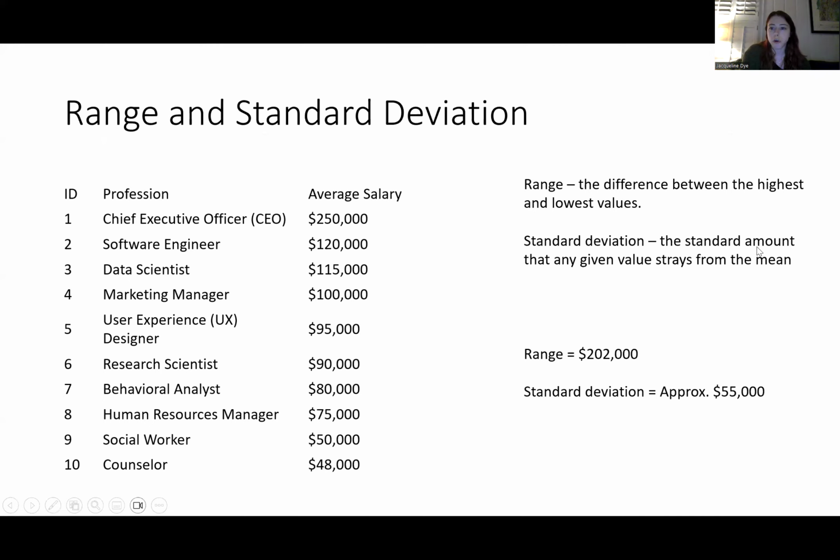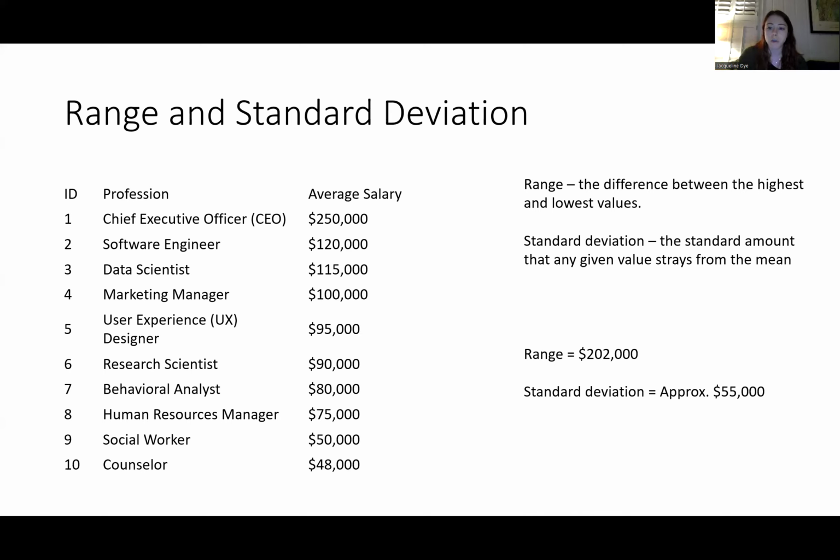So first, just to go over this example here, back to this example of the average salaries with various professions. We want to know about the dispersion here, so we would look at 2 indicators. We have the range, which is the difference between the highest and the lowest values. And then we have the standard deviation. This is the standard amount that any given value kind of strays from the mean. So how far apart are the other values from that middle, from that measure of central tendency?